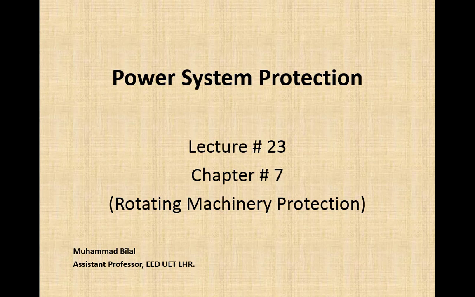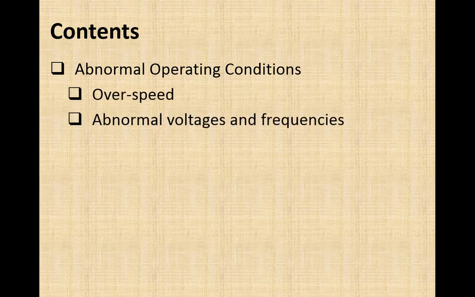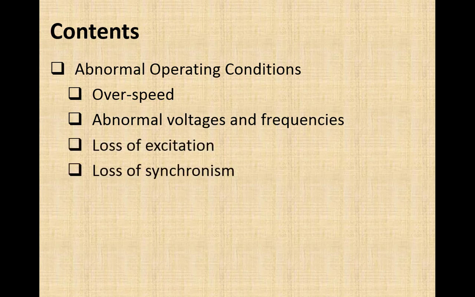Bismillahirrahmanirrahim. Contents of our today's lecture are: today we'll discuss abnormal operating conditions that need protection in rotating machinery. Those conditions include overspeed, abnormal voltages and frequencies, loss of excitation, loss of synchronism. And then we'll discuss winding connection as well, delta and Y connected stator winding. How do we apply differential protection in case of delta winding and in case of Y winding of machines?